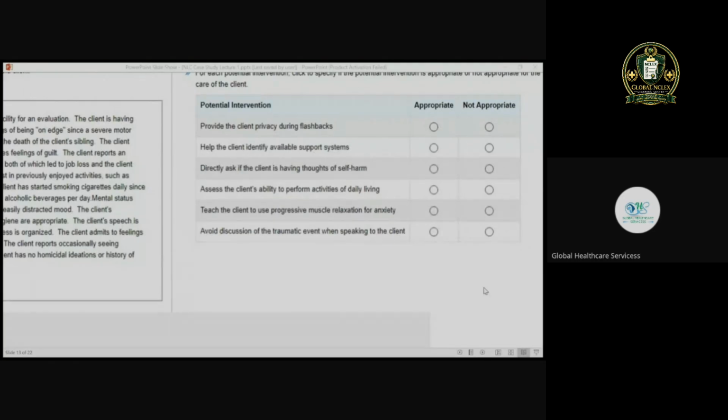So what is the right answer? Not appropriate. First of all, you always have to talk about the problem. You can solve the problem only if you accept that there is a problem. So if you avoid discussion of the traumatic event, then how is it possible to solve the problem? If you are not going to talk about the existence of the problem, then how is the patient going to cope with this?